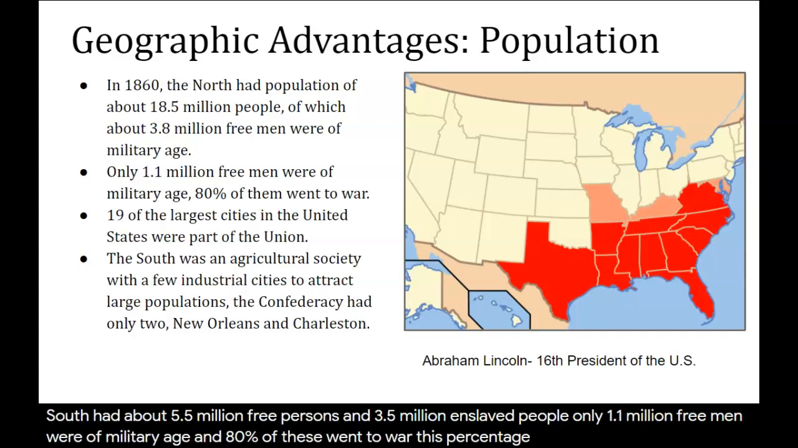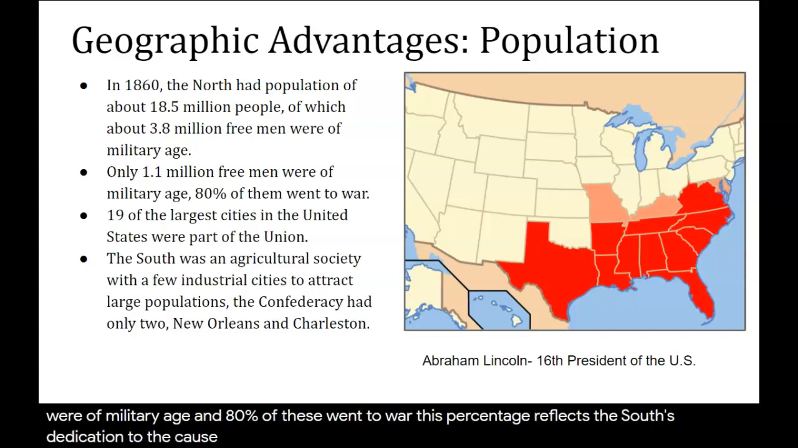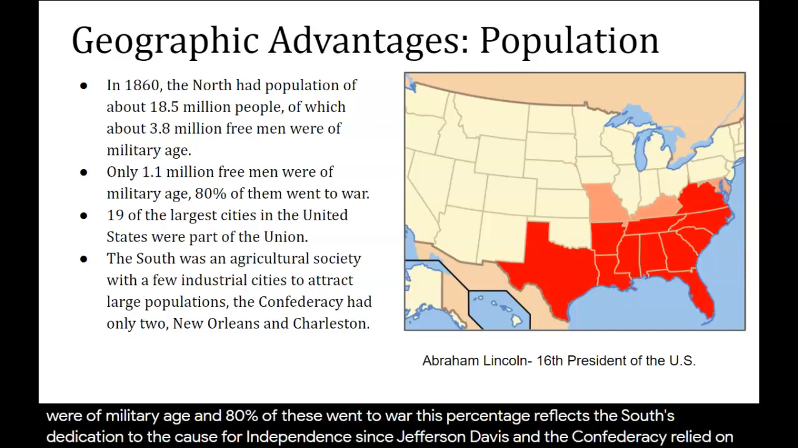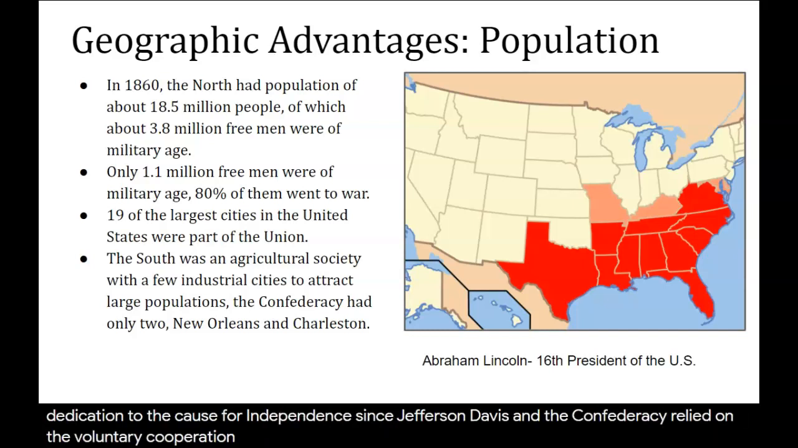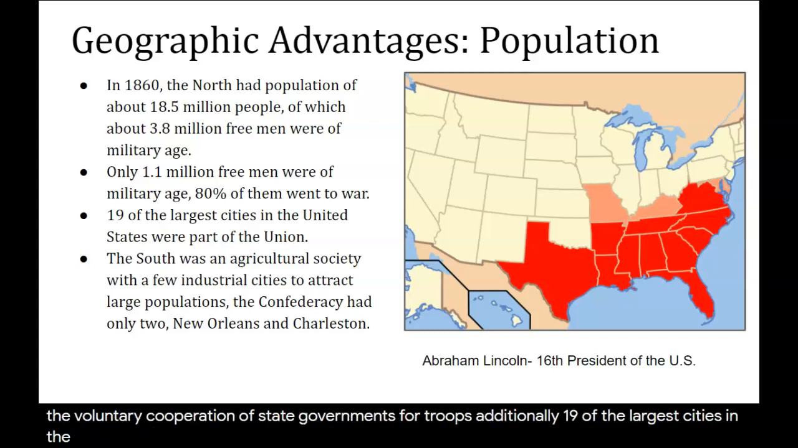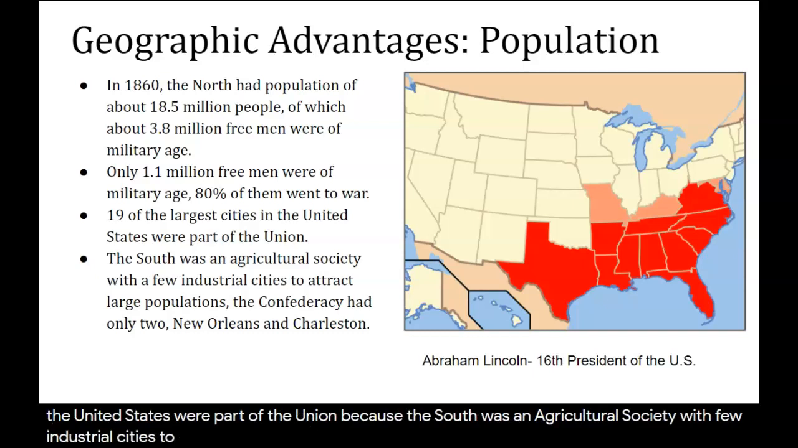This percentage reflects the South's dedication to the cause for independence, since Jefferson Davis and the Confederacy relied on the voluntary cooperation of state governments for troops. Additionally, 19 of the largest cities in the United States were part of the Union. Because the South was an agricultural society with few industrial cities to attract large populations, the Confederacy had only 2, New Orleans and Charleston.